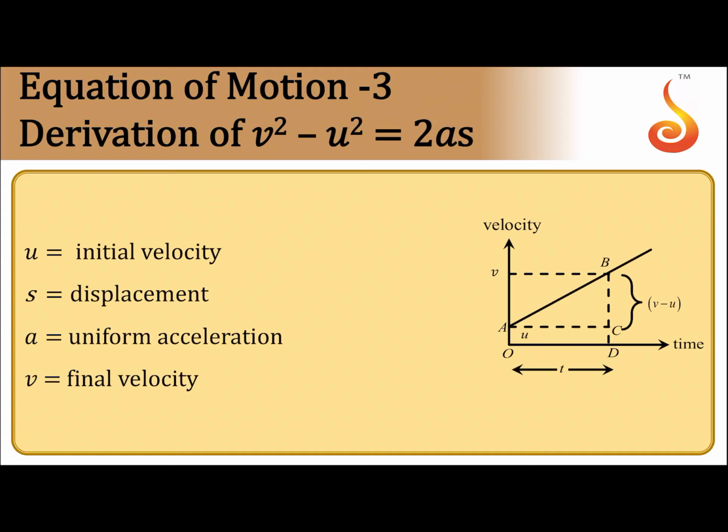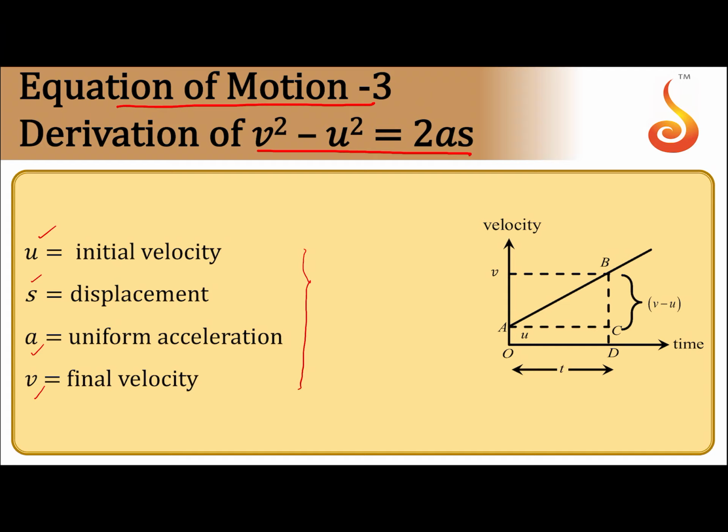Derivation of the third equation of motion, that is v square is equal to u square plus 2as. Consider a particle beginning its motion with initial velocity u and acceleration a, final velocity v, and displacement s. Now, we need to relate these three and derive the third equation of motion. Let us see how to do that.